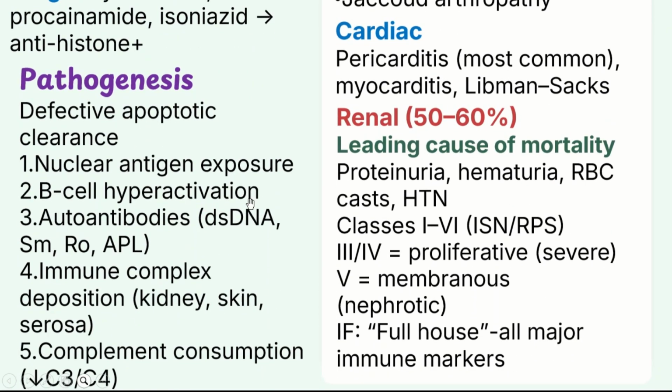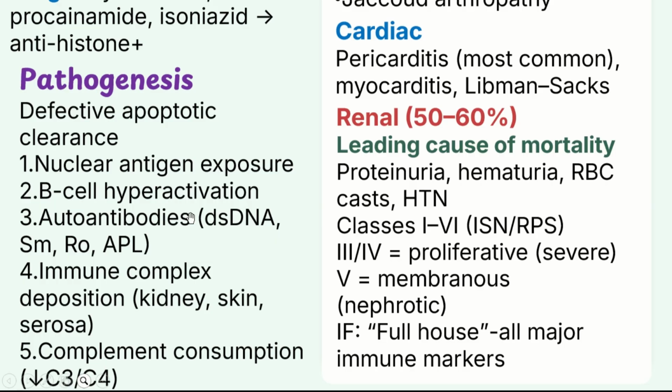So when you look at the pathogenesis, most of the time you're going to have a defective apoptotic clearance. So we have cells that are dying, but these cells are not cleared very well. Now, when they're not cleared very well, they are apoptotic, they have already burst, they have released their intracellular components to the extracellular space. These components are going to be picked up by the B cells. And when B cells pick up these components, they're going to produce autoantibodies against these components.